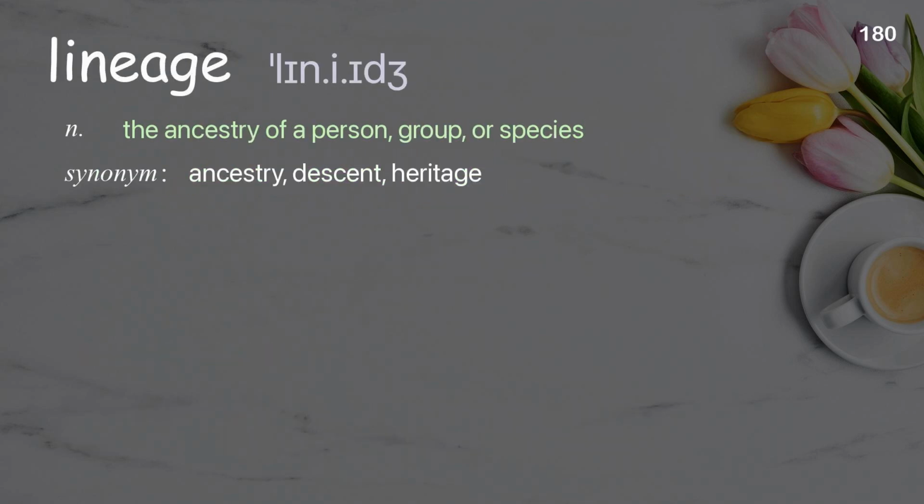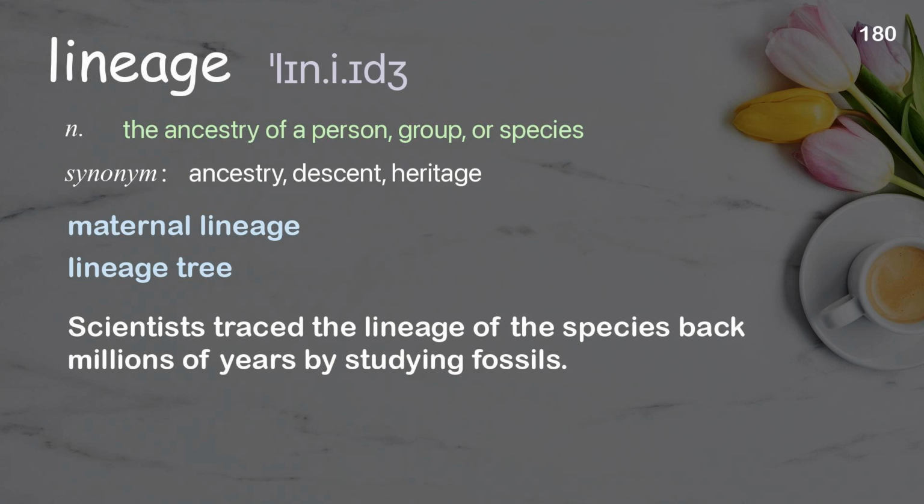Lineage. The ancestry of a person, group, or species. Examples: Maternal lineage. Scientists trace the lineage of the species back millions of years by studying fossils.